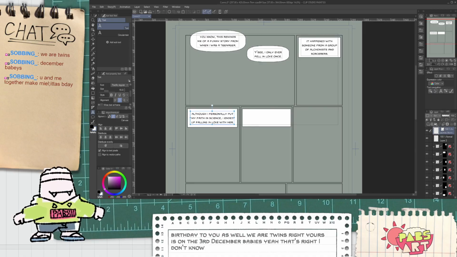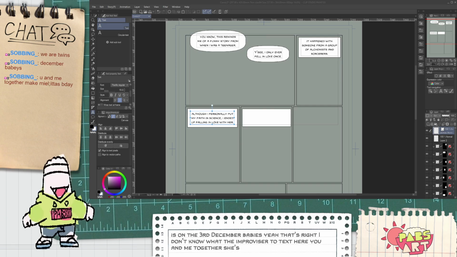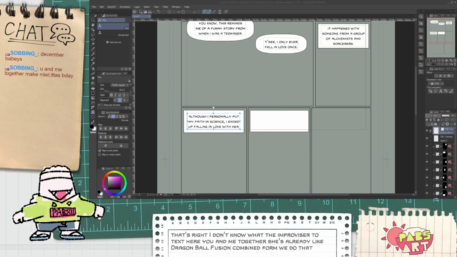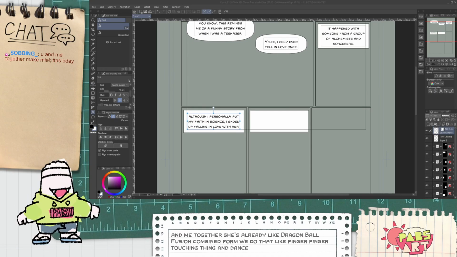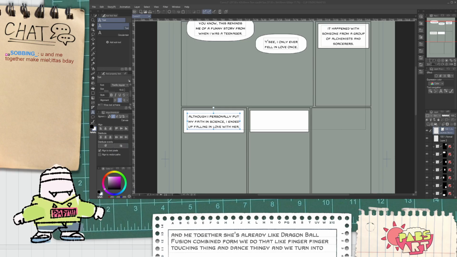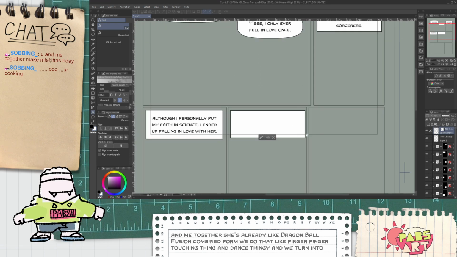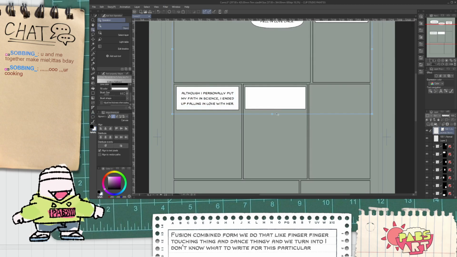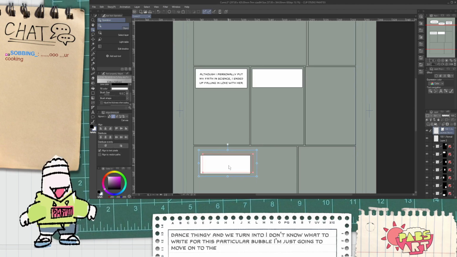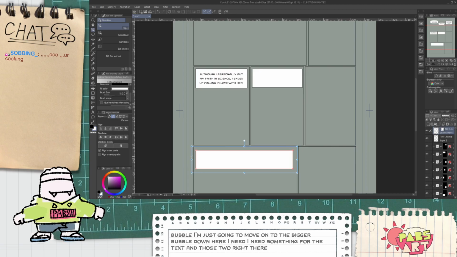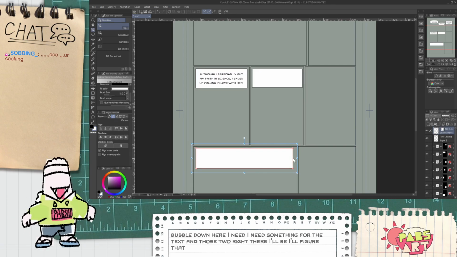I don't know what to improvise for our text here. You and me together make Mulita's birthday. She's our like Dragon Ball fusion combined form. We do that finger touching dance thingy, and we turn into Mulita. I don't know what to write for this particular bubble. I'm just gonna move on to the bigger bubble down here. I need something for the text in those two right there. I'll figure that out some other time.